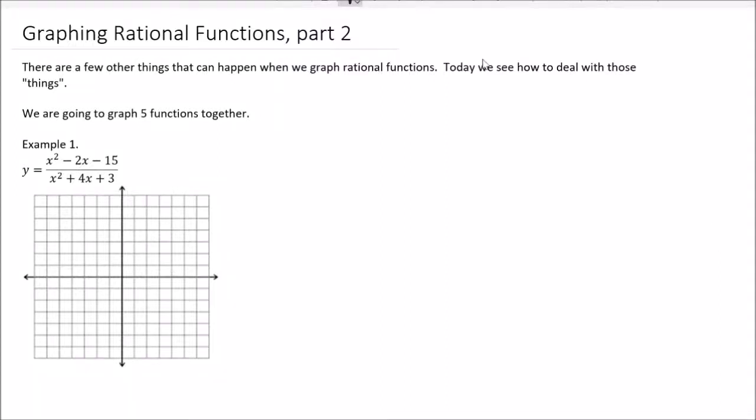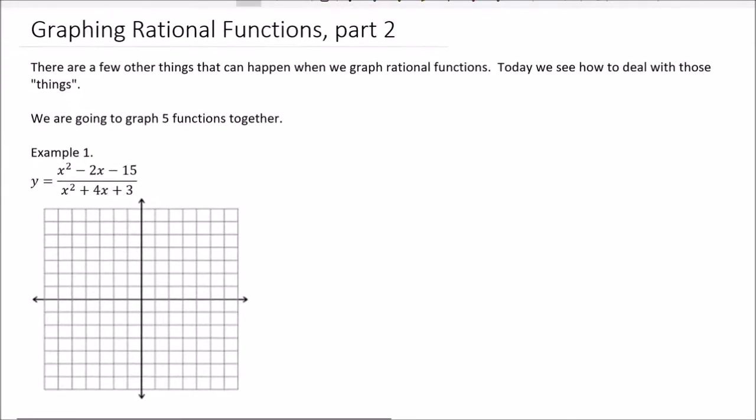Hey y'all, welcome back. Today in this video, the purpose is going to be just to get some more examples from graphing rational functions. We looked at some really basic examples in the first video. They do get a little more interesting even than that, and so we're going to start to see today how to deal with those situations.